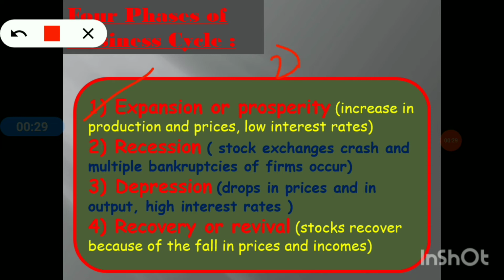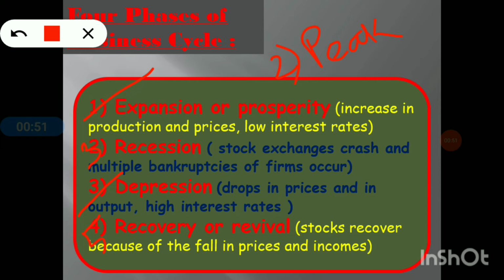The second one is peak, third one is recession, fourth one is depression, and fifth one is recovery or revival period. So let's start with the first stage, that is the expansion or the prosperity phase.